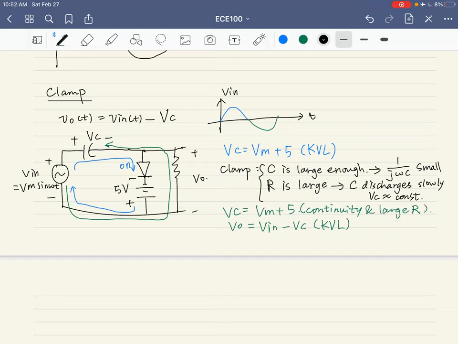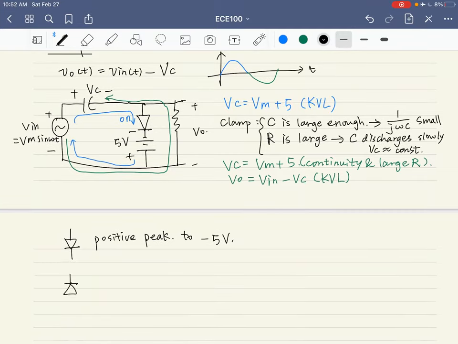Another trick to remember is if the diode is facing downwards, it means that we shift the positive peak to the value of the voltage source beside it, which in this case is minus 5. And if the diode is facing upwards, the circuit is trying to put the negative peak of the original waveform to minus 5. And more intuitively, I'll draw the waveform here.